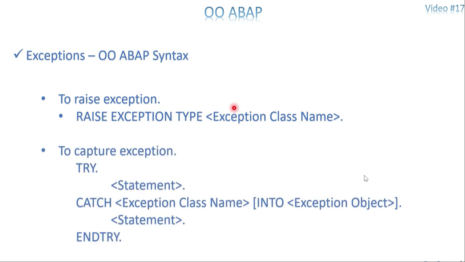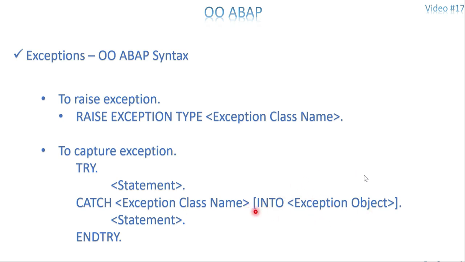And then to capture an exception, you need a TRY, and I'm going to try a statement. It could be a method, or it could be a direct statement like divided by 0 or overflow of a particular data type, whatever it is. That particular statement is to be added over here. And CATCH exception class name, whatever name we used to raise an exception, the same exception class name is to be used over here. And INTO exception object, this part is optional.